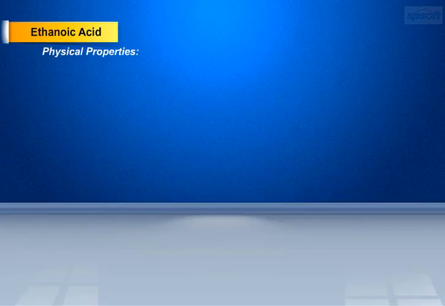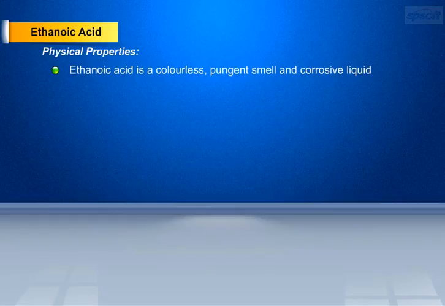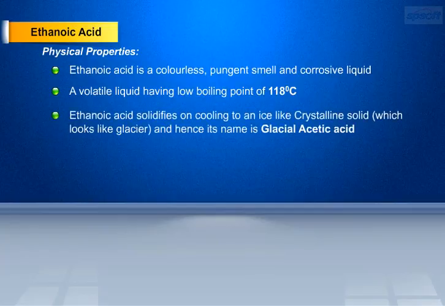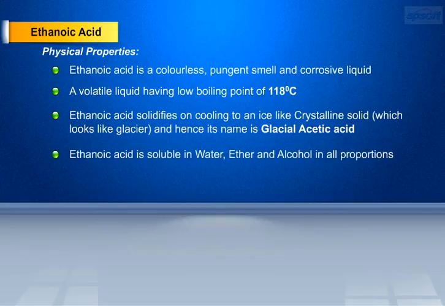Physical properties of ethanoic acid are: ethanoic acid is a colorless, pungent smelling, and corrosive liquid. A volatile liquid having a low boiling point of 118 degrees Celsius. Ethanoic acid solidifies, on cooling, to an ice-like crystalline solid, which looks like a glacier, and hence its name is glacial acetic acid. Ethanoic acid is soluble in water, ether, and alcohol, in all proportions.